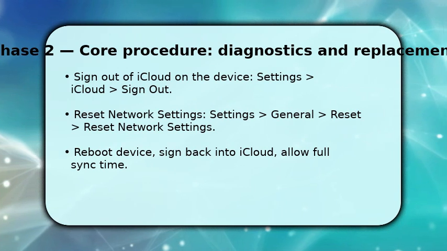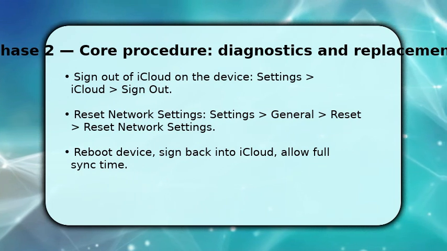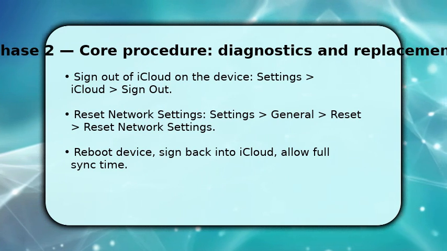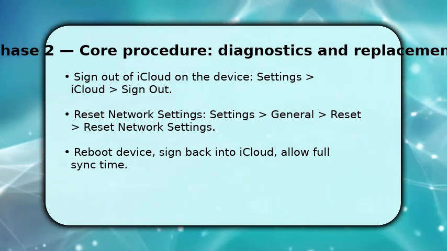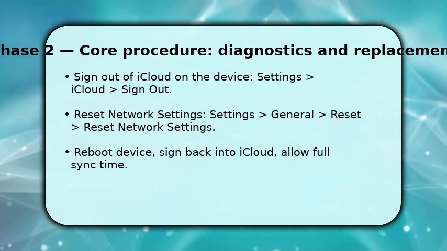Once the reset finishes, reboot the device, reconnect Wi-Fi, and sign back into iCloud. Allow substantial time for contacts, calendars, and photos to re-index. This step resolves many intermittent iCloud failures without deleting device data.